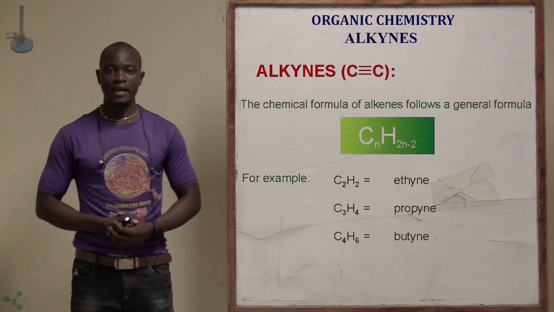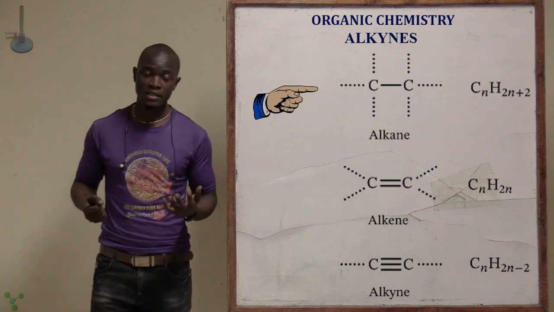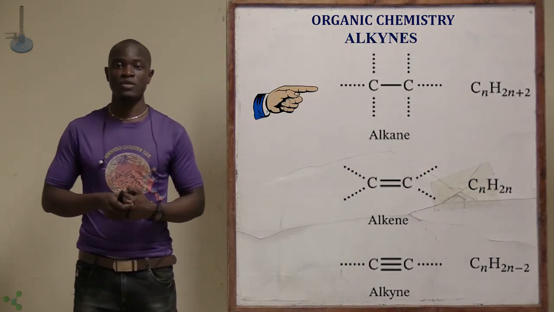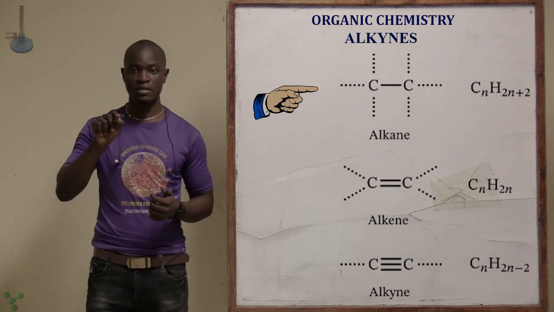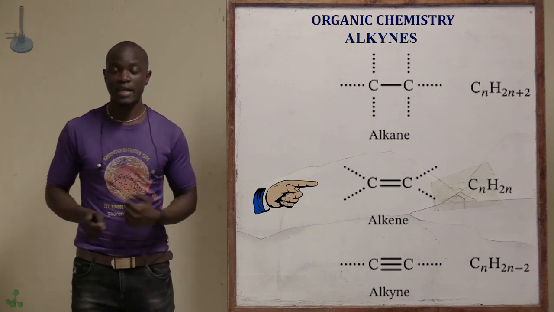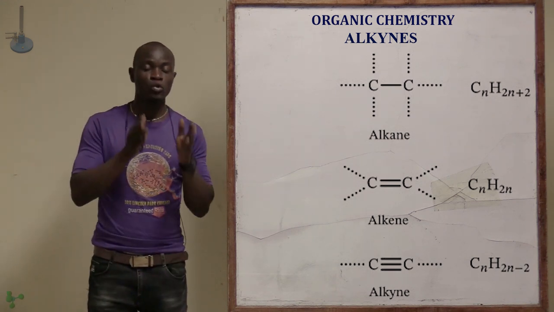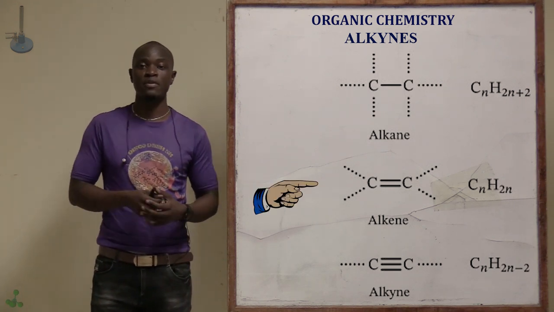So let's now look at alkynes. Remember the first member of the family, we looked at alkanes, whereby we say that these have a single bond. And for the alkanes, remember also we say that their general formula is CnH2n+2. After that, we looked at alkenes, and we saw that these are members which have at least a double bond in the structure, and the general formula, we saw that it was CnH2n.